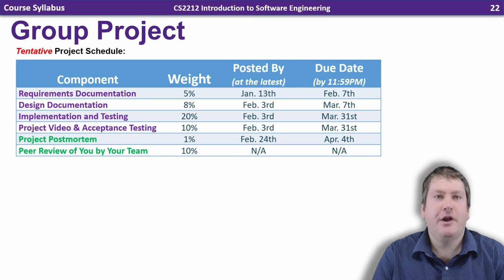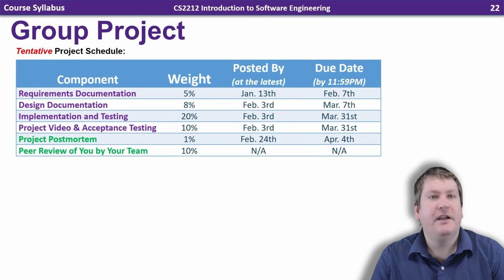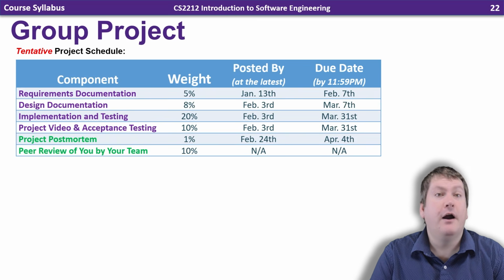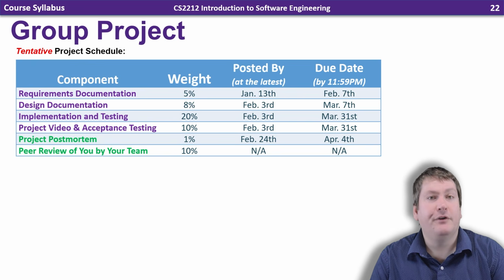So let's break down that group project a little bit more and take a look at the different components and milestones you'll have to achieve. So I have them listed here. These are requirements documentation, design documentation, implementation and testing, and project video and acceptance testing. These ones shown in purple are group components that you'll be doing as a group.